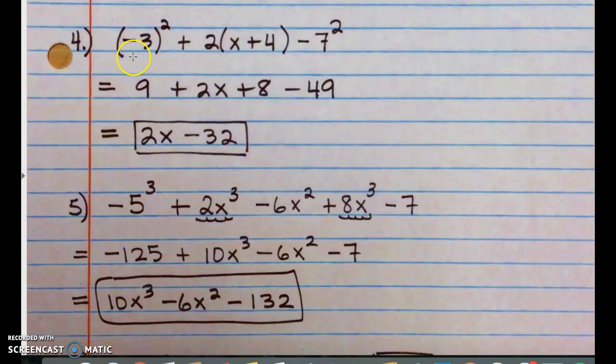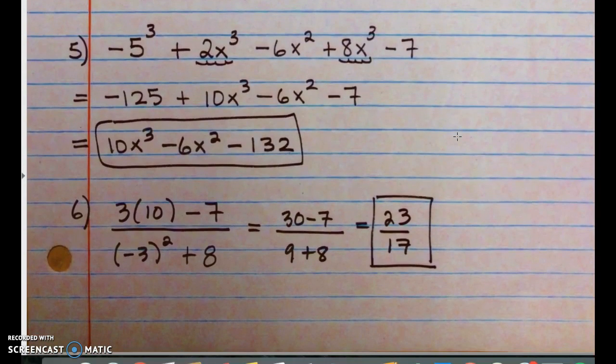Negative 3 times negative 3 is positive 9. But over here, notice we'll take 7 squared and get 49, and then multiply by that negative 1 out in front. So that's why we're getting this one to be negative 49, and this is a positive 9. Here's a distributive property, and then we're combining like terms.